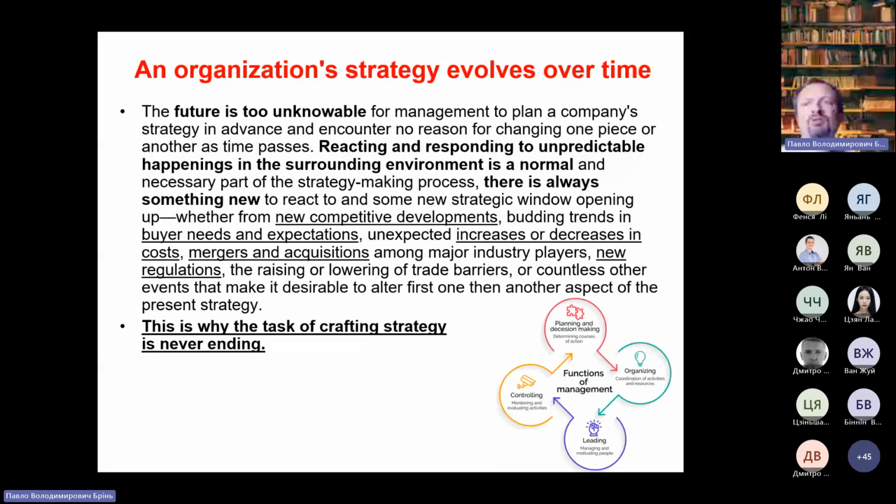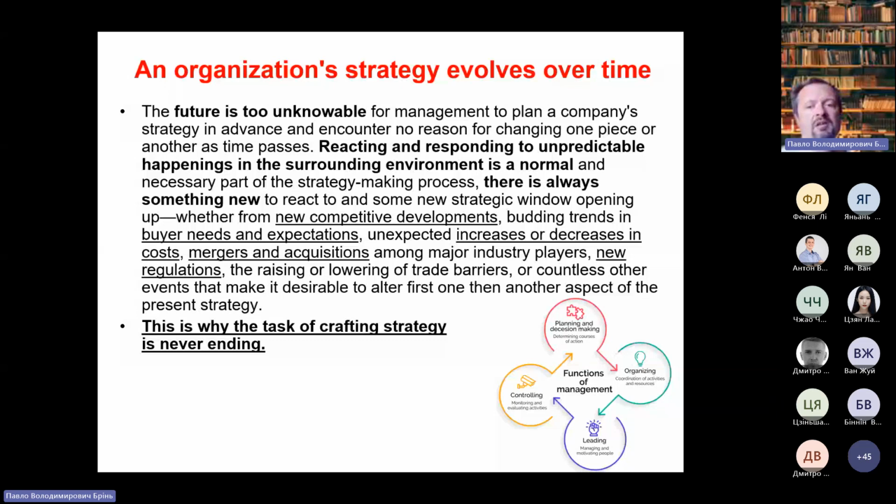So, for example, who could expect this awful situation in Ukraine, this war? After this situation, you understand that all companies, not only in Ukraine, but I think also in China, have to revise the strategy, to change something.